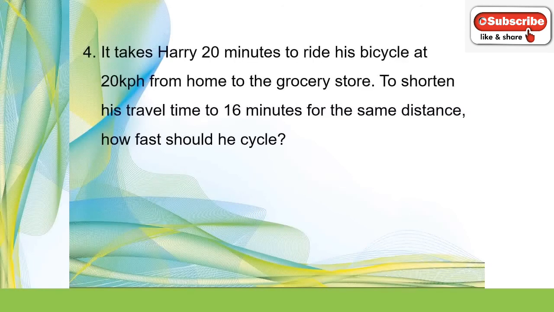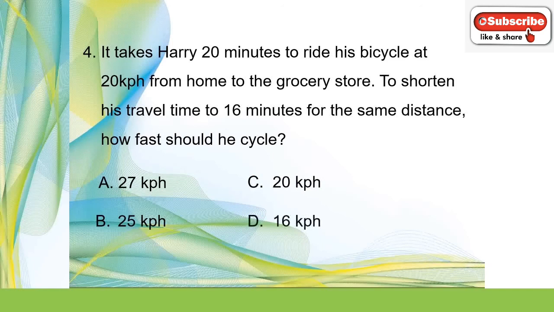Number 4. It takes Harry 20 minutes to ride his bicycle at 20 kilometers per hour from home to the grocery store. To shorten his travel time to 16 minutes for the same distance, how fast should he cycle? A. 27 kilometers per hour. B. 25 kilometers per hour. C. 20 kilometers per hour. D. 16 kilometers per hour. Write your answer now. Time is up. The correct answer is letter B.